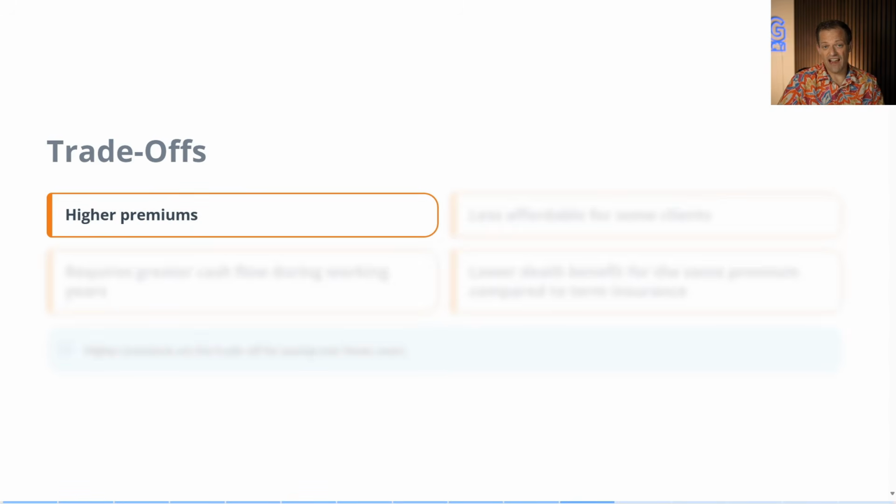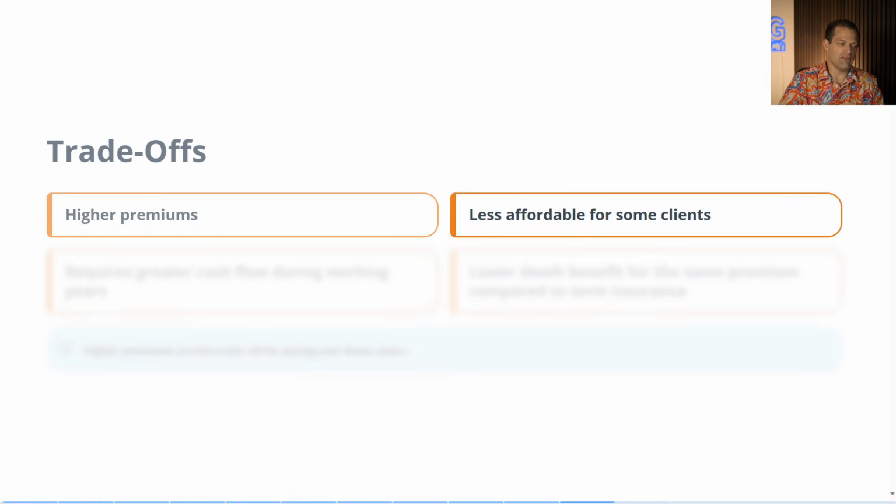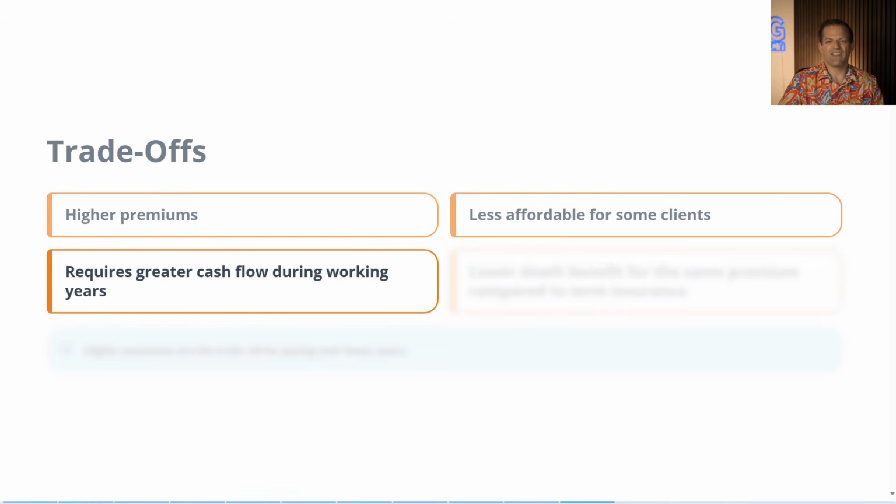Trade-offs include, yes, it's higher than a lifetime whole life plan, less affordable for some clients. I really didn't sell a lot of these to people who are seniors. I liked to when I could because it was a better deal, but just the premium requirements are too high and they couldn't fit it their budget.